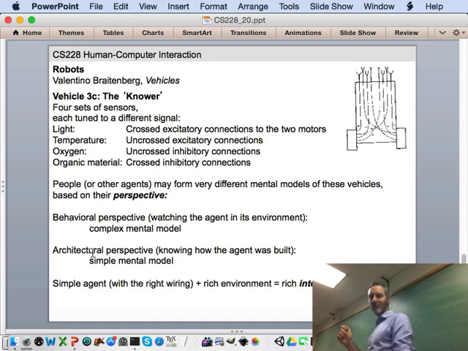So really we want to try and take an architectural perspective. If we know how the creature was built or the vehicle was built or we built it ourselves, we can start to think about if this sensor fires, then this wheel will turn, and over time this will lead to this kind of behavior. And if you do that enough, you start to realize that the complexity in the behavior that you see is not really because of internal complexity.